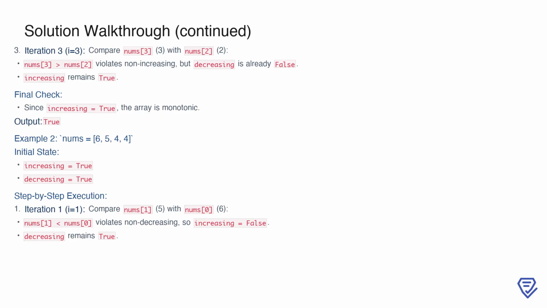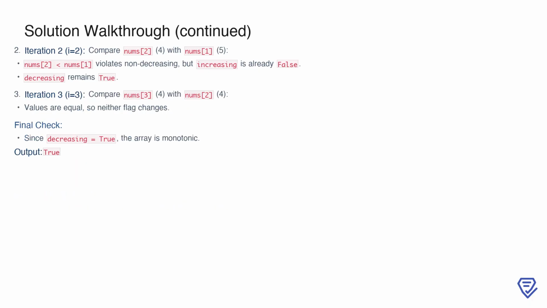Again, we start with increasing equals true and decreasing equals true. In the first iteration, we compare nums[1], 5 with nums[0], 6. Here, 5 is less than 6, which violates the condition for a non-decreasing array. Therefore, we set increasing to false, but the decreasing flag remains valid.